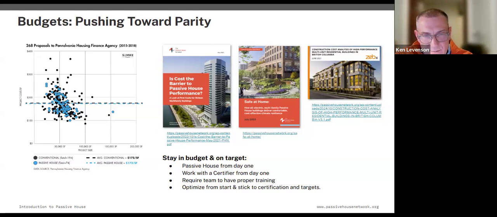Staying in budget on target is quite doable, but really start with Passive House from day one and have it be a core part of the program. Work with the Passive House certifier from the beginning, learn from their institutional knowledge, and get some training for the team. It doesn't need to be a lot of training, but some specialized training will make a big difference. And then really optimize all the way through.